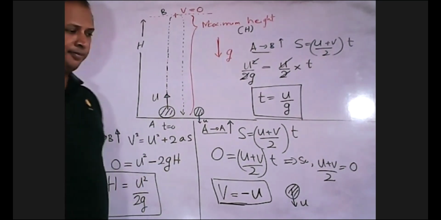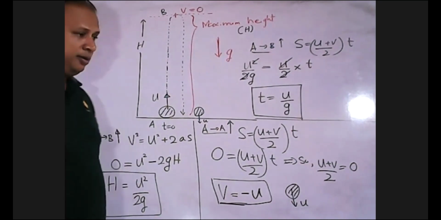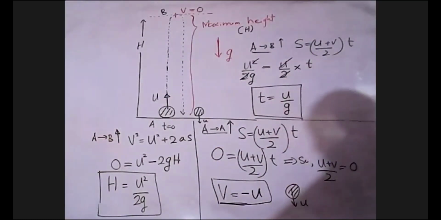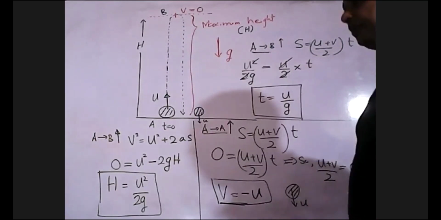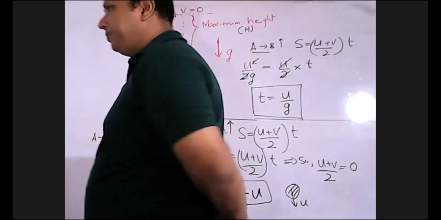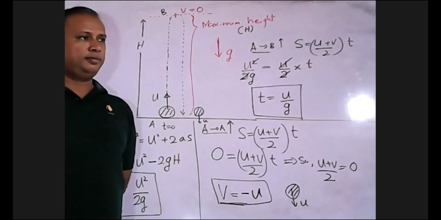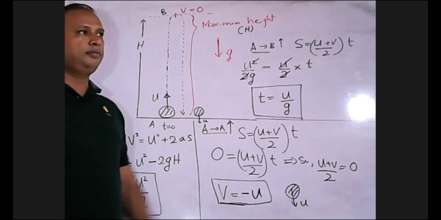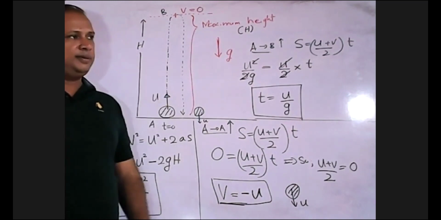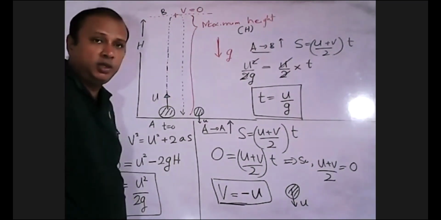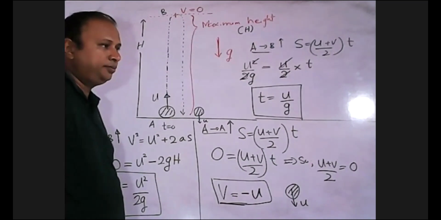So the velocity of the ball gradually decreases, and finally comes to zero.